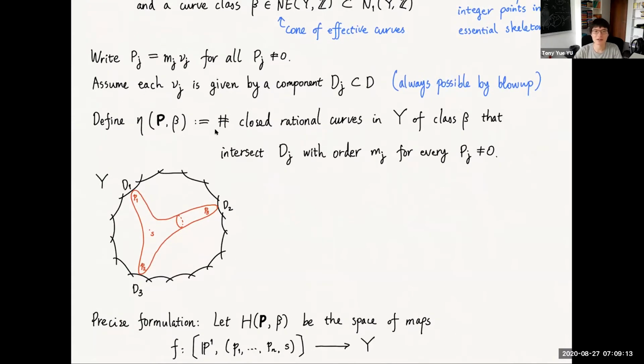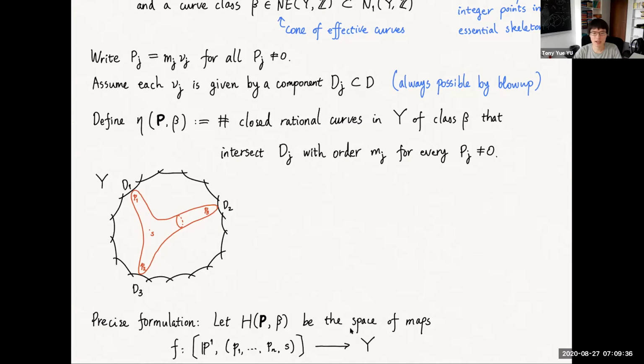I mean, we can always say we define this to be the number of something, but we should prove that, for example, it's a finite number and it's well defined and so on. So here is the precise formulation.